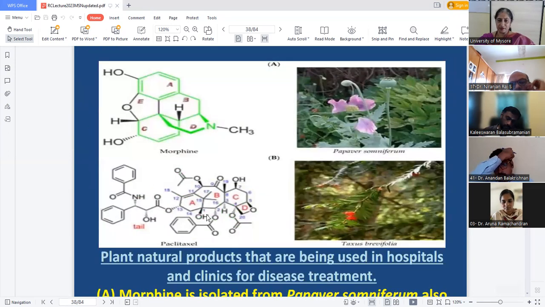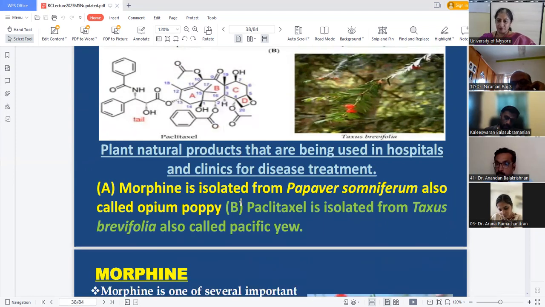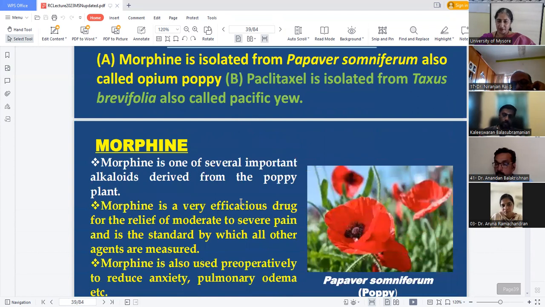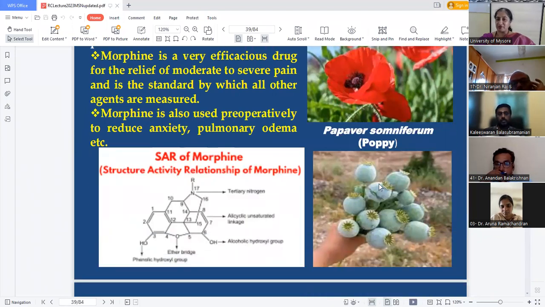The next one is morphine, which is produced from the poppy plant, Papaver somniferum. Both paclitaxel, that is Taxol, and morphine are drugs of importance used in hospitals and clinics for disease treatment, and both are from cultivated sources. So you have a beautiful picture of the poppy, but it's also a narcotic drug, used to reduce anxiety, pulmonary edema, etc. This is a capsule from which the drug is extracted.